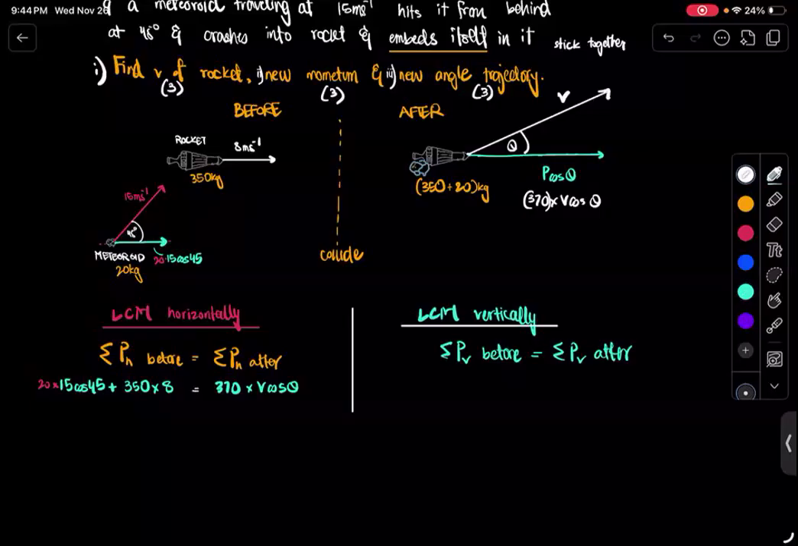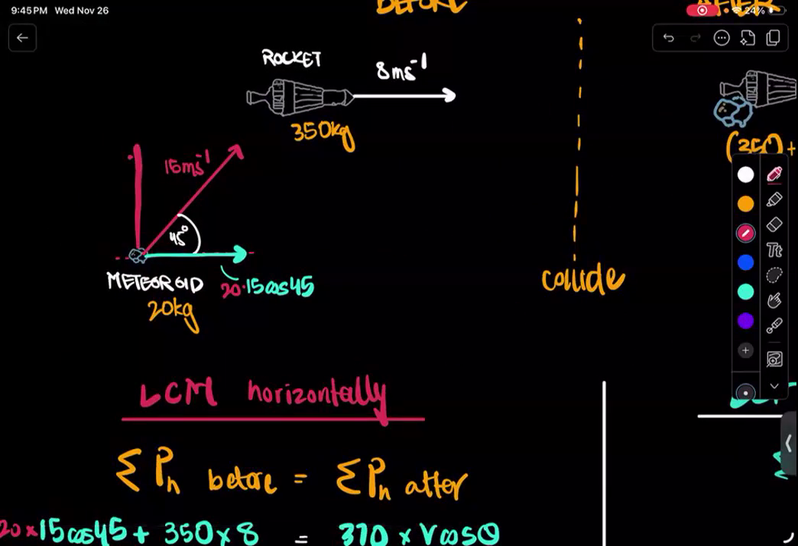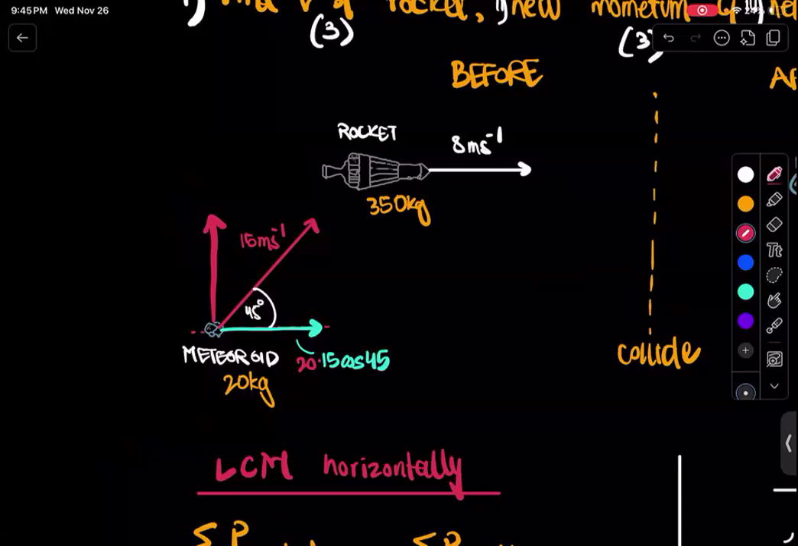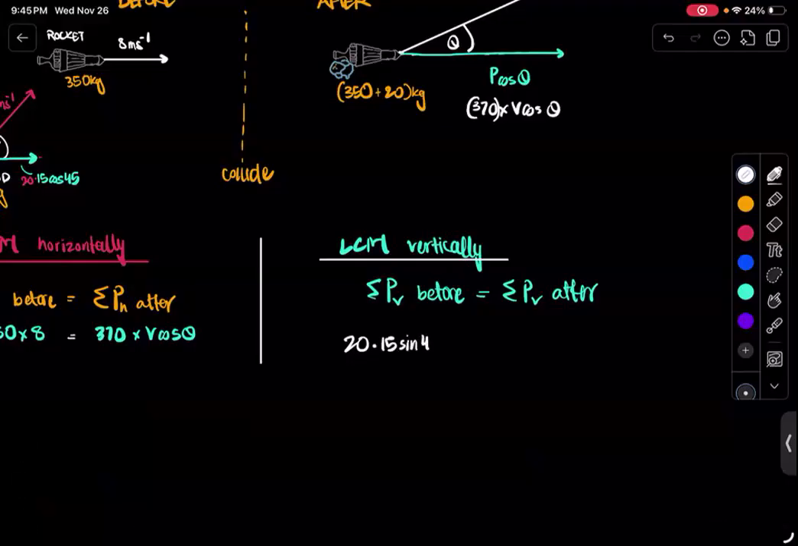What was the vertical momentum of the rock? It was this value, right? How much up is the meteoroid going? That's going to be 20 times 15 sine 45, right? So that's going to be 20 times 15 sine 45.